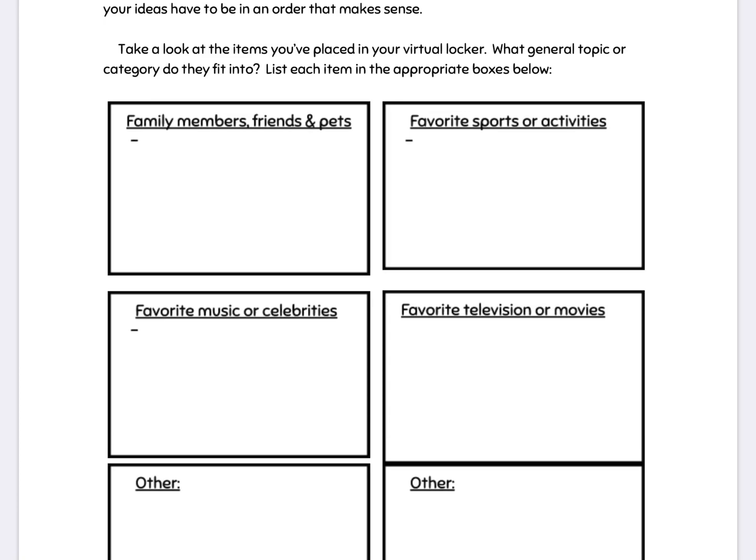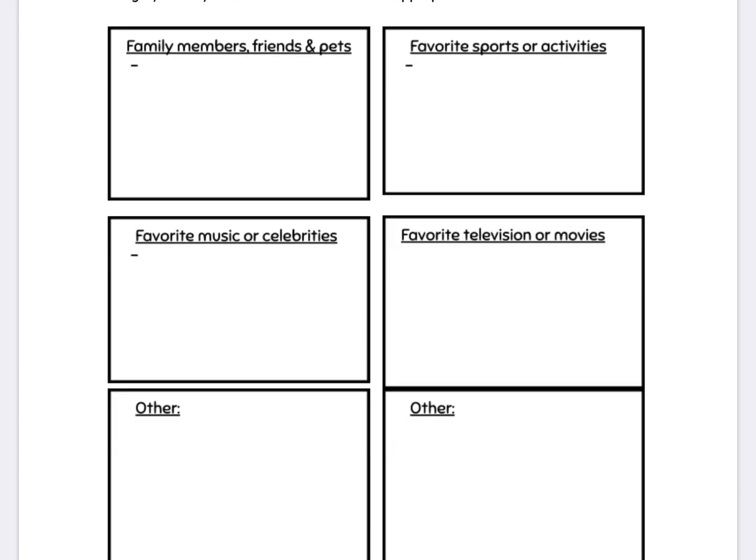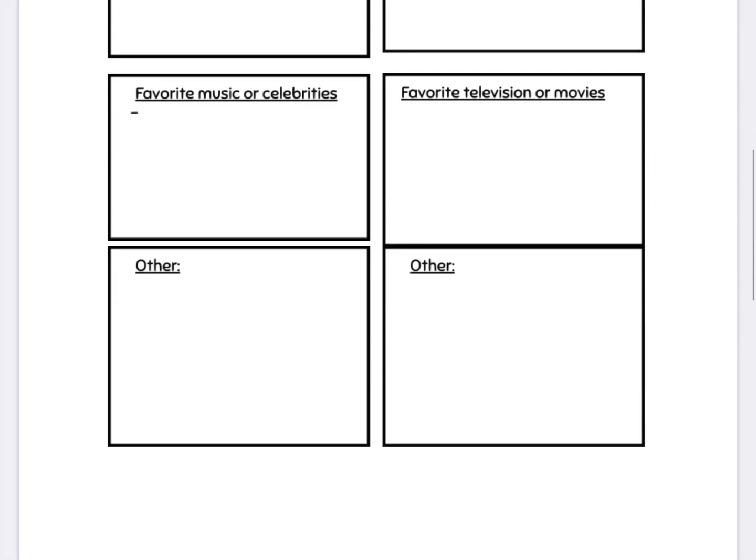Perhaps you have certain hobbies or activities or sports that you featured in your locker. They would go in the favorite sports and activities box. Favorite television shows and movies and favorite music or celebrities go in those boxes. And then you have 2 boxes marked other for things that you put in your locker that you might categorize. So for instance, on the top of my locker, there are books. There are 2 different books. One is a series called Anne of Green Gables, and the other is a book called The Tao of Pooh by Benjamin Hoff. They're both books. They're both sets of books. So they belong in the same category, even though they are wildly different books.